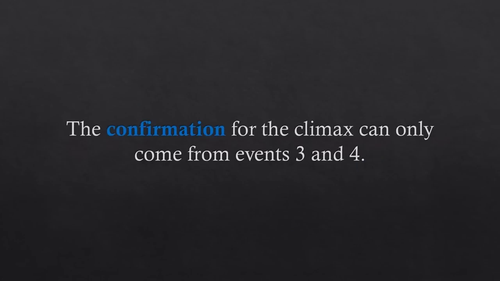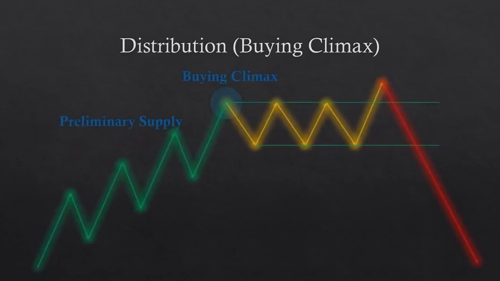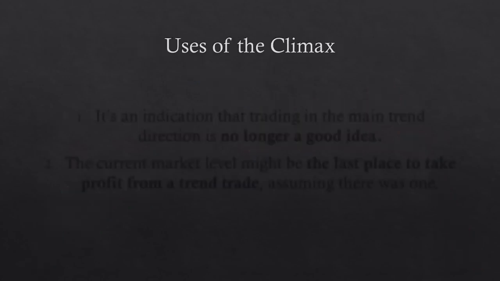In the overall sense, the climax comes after the preliminary stop. In the case of an accumulation, the selling climax will come after the preliminary support, as you can see in this illustration. In the case of a distribution, the buying climax will come after the preliminary supply. The uses of the climax are similar to the preliminary stop.